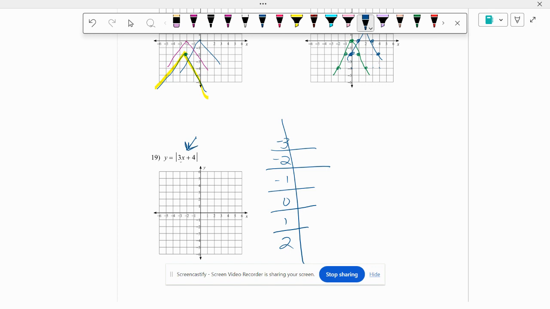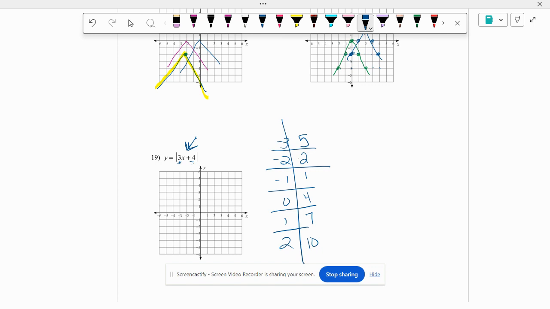So -3 times 3 is -9, plus 4 is -5, and the absolute value of that is +5. -2 times 3 is -6, plus 4 is -2, and the absolute value of -2 is +2. 3 times -1 is -3, plus 4 is 1, and the absolute value of 1 is 1. 3 times 0 is 0, so this is going to give me 4. 3 times 1 is 3, plus 4 is 7. 3 times 2 is 6, plus 4 is 10.